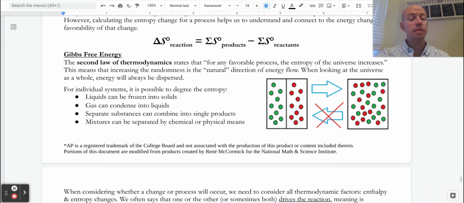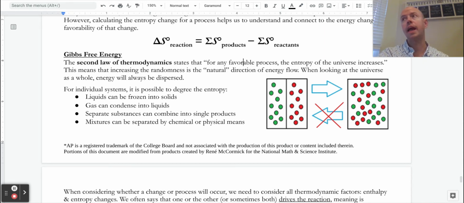This comes together with enthalpy in a concept called Gibbs free energy. Gibbs free energy is the application of the second law of thermodynamics. It says that anything which is favorable, meaning anything that happens on its own, or anything that happens without the outside input of energy, increases the entropy of the universe.